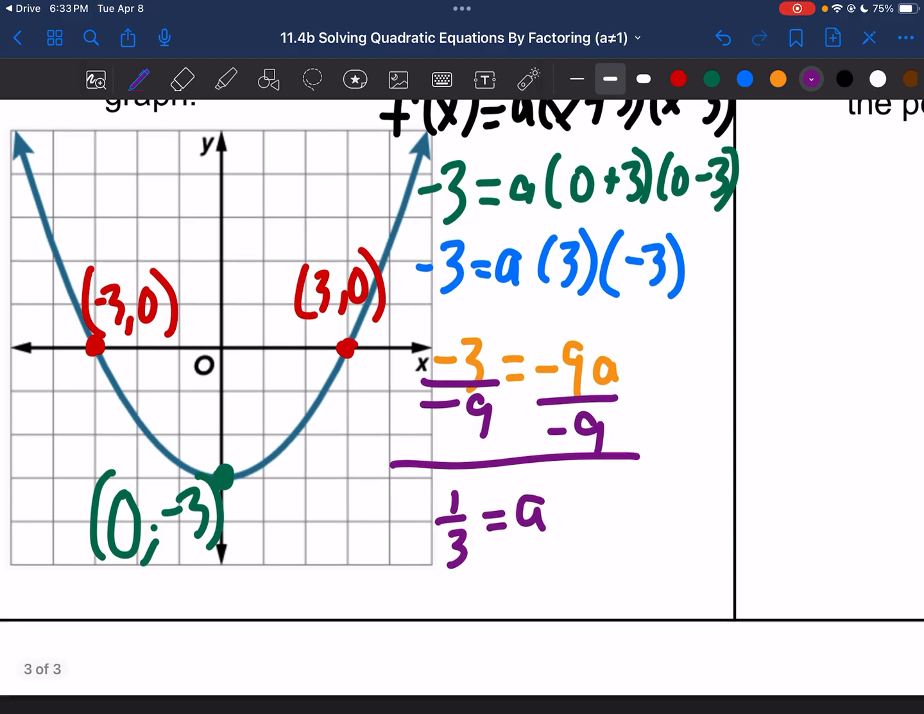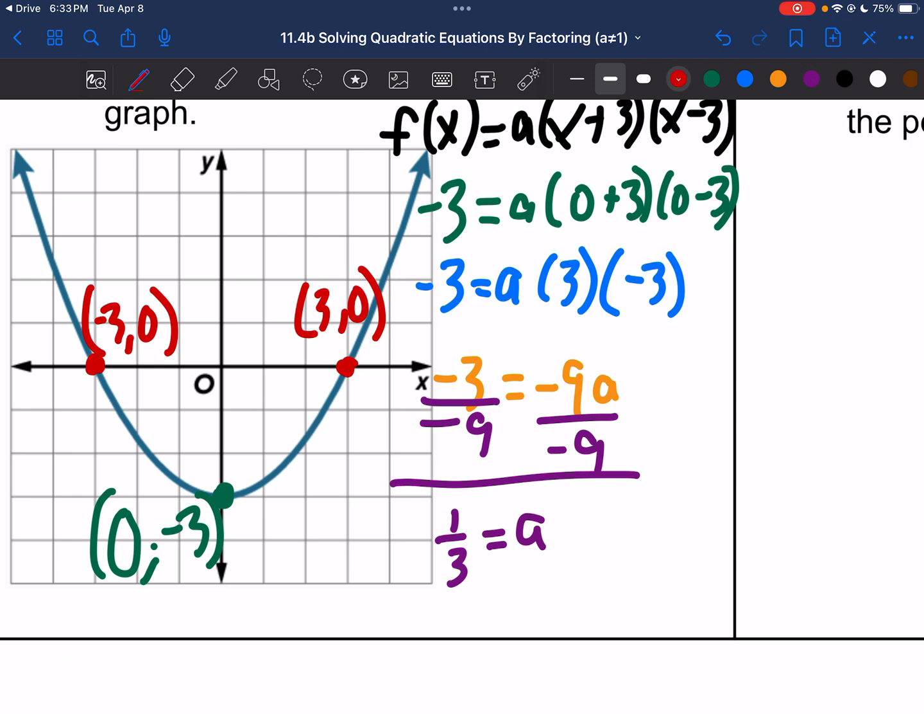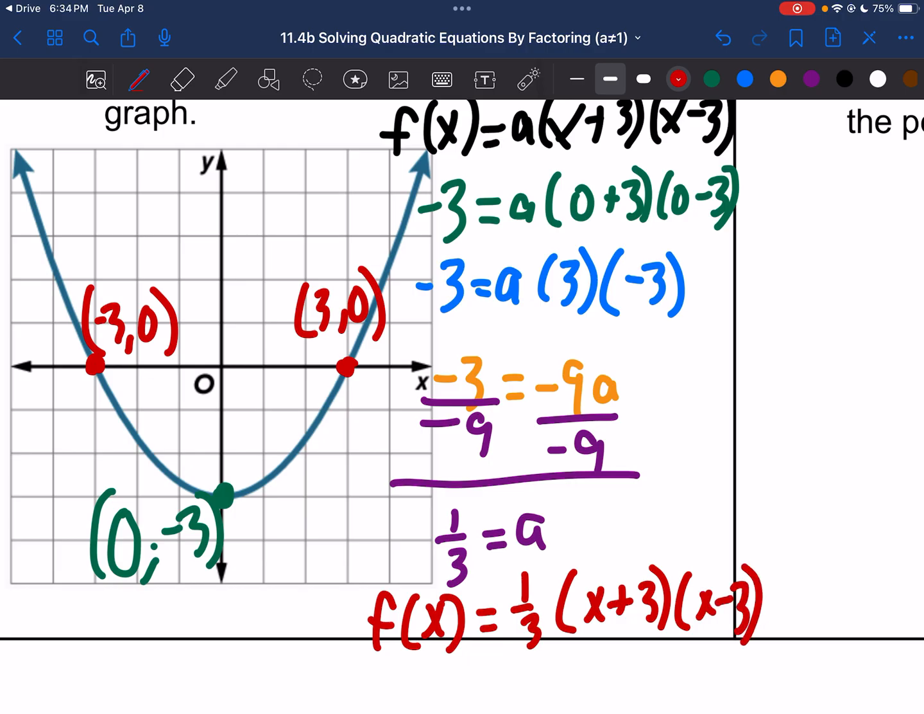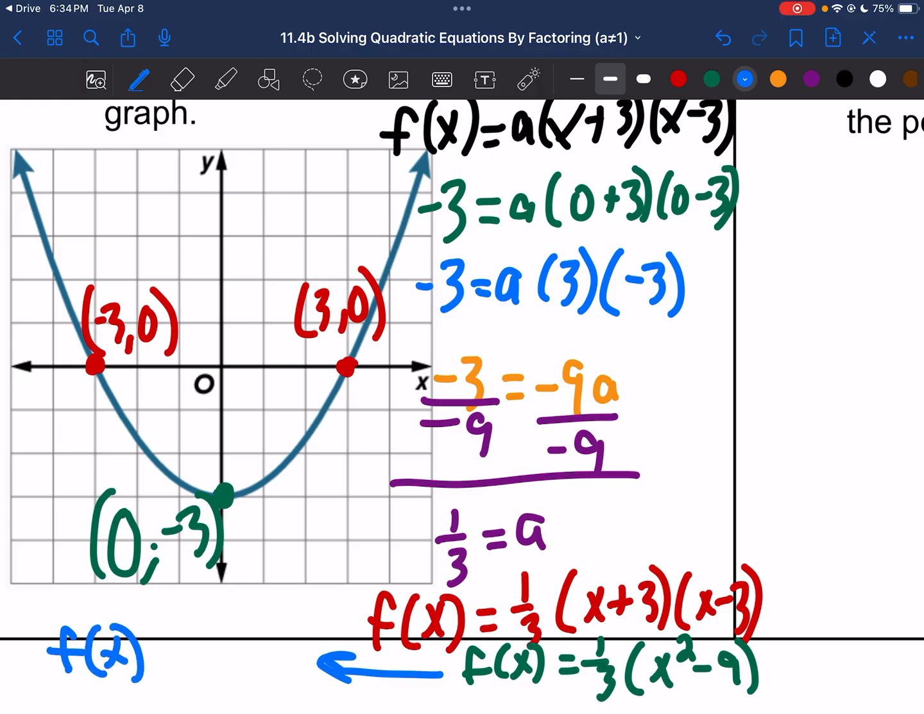So when we substitute that back in at the top, f of x equals 1/3 times x plus 3, x minus 3. Well, x plus 3 times x minus 3, that gets me x squared minus 9, right? That's one of our special cases. So you get f of x equals 1/3 times x squared minus 9. And then when we multiply that 1/3 out, f of x is going to equal 1/3 x squared minus 3.